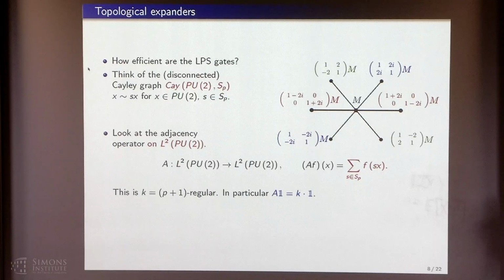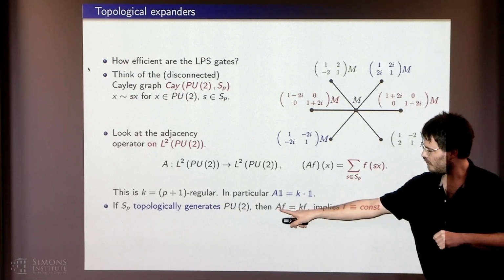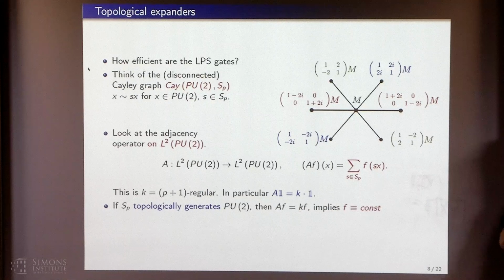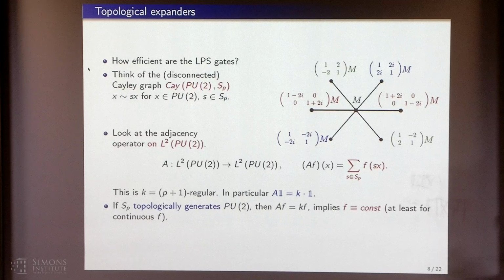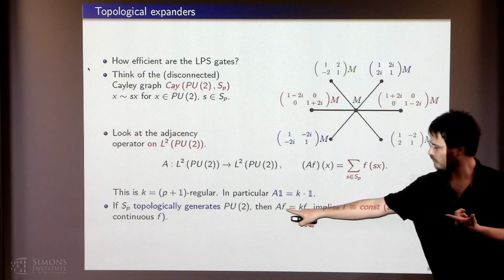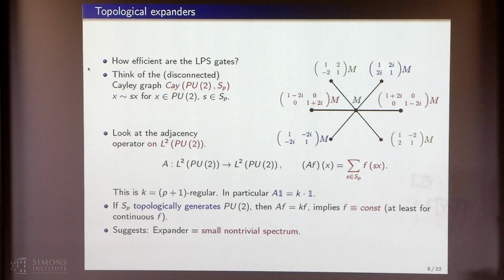And I would like to say that what we know about expanders works. So if S_P topologically generate PU2, then I would like to say that if I apply the adjacency and get my original function times the degree, it means that my function is constant. So at least for continuous functions, it works. Think about a continuous function. You know that on a connected component, if it's k-regular and it satisfies this, it means that it's constant. But if your connected component is dense and the function is continuous, then it means it's constant.